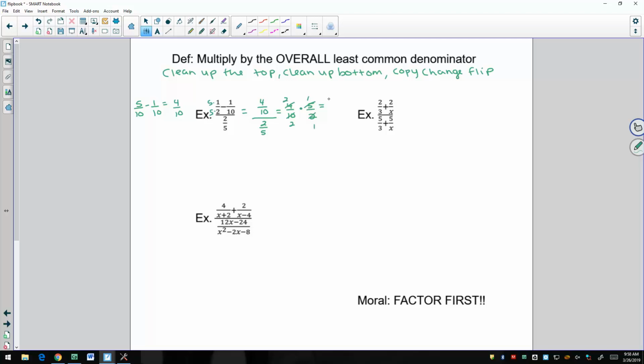Now I'm going to multiply straight across. 2 times 1 is 2. 2 times 1 is 2. 2 over 2 is 1. And that's your final answer, 1.